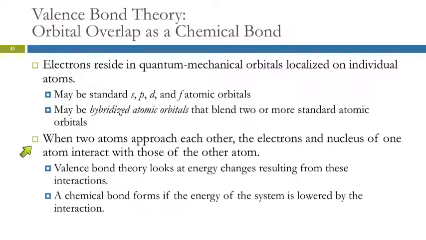So the idea here is that when 2 atoms approach each other, we've got the electrons and nucleus of one atom interacting with those of the other atom. The nuclei repel each other, the electrons repel each other, but the electrons of one atom are attracted to the nucleus of the other. And so if they come together and the result is a lowering in energy, you get a bond that forms. The valence bond theory is looking at the energy changes.